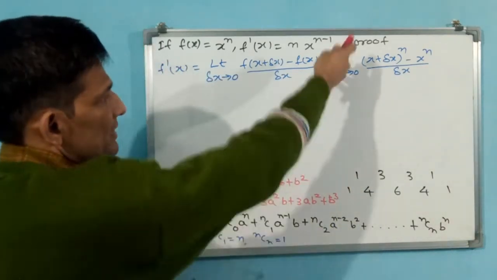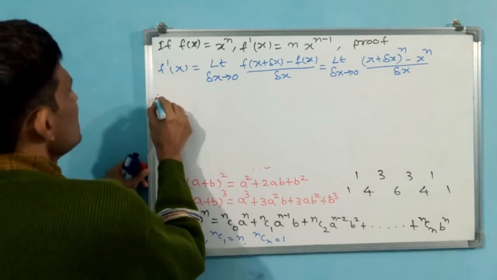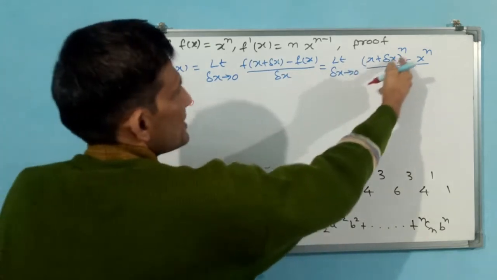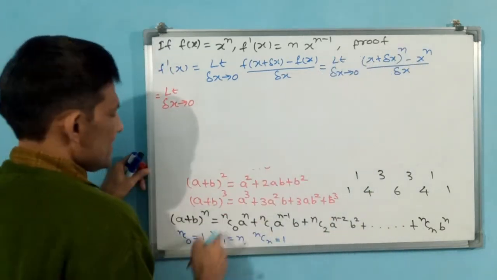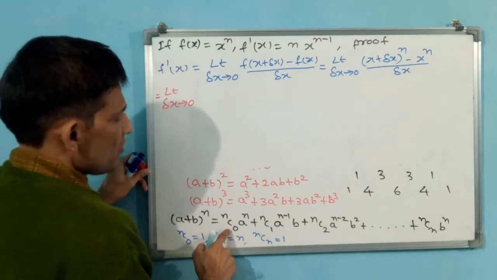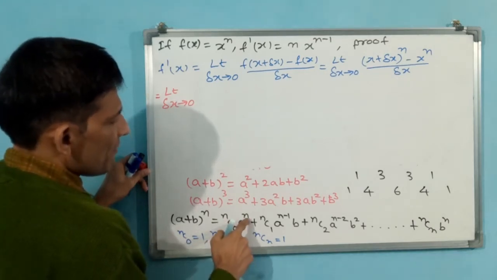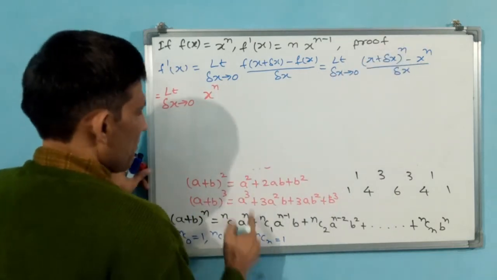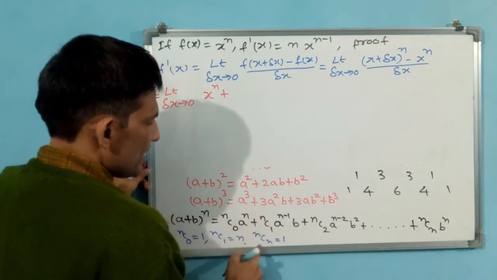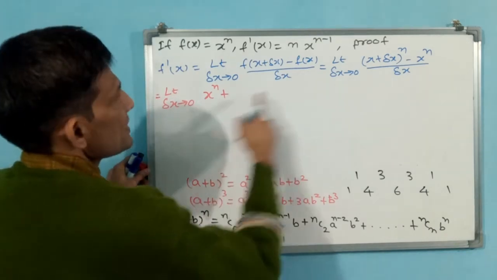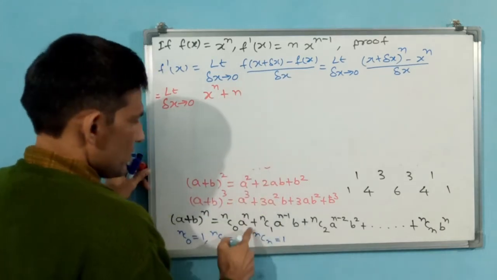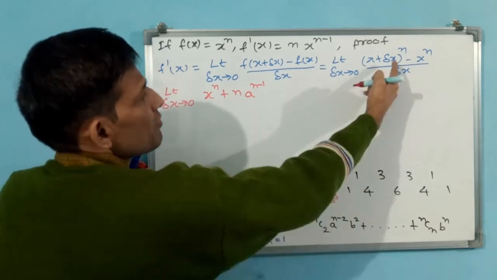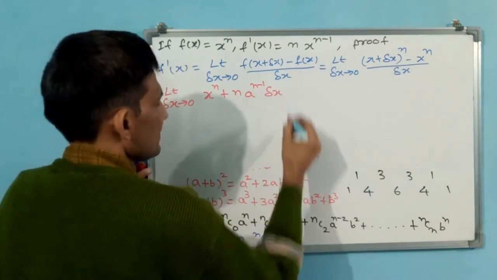See what I am doing, the expansion. That is equal to limit delta x tends to 0. (X plus delta x) whole power n means (A plus B) whole power n. See what I am writing. NC0 means 1 only, you need not write 1. A power n means here x power n. Write down x power n. Plus NC1. NC1 means what? n. A power n minus 1, write down, A power n minus 1, into B. B is what here? Delta x. Write down delta x.